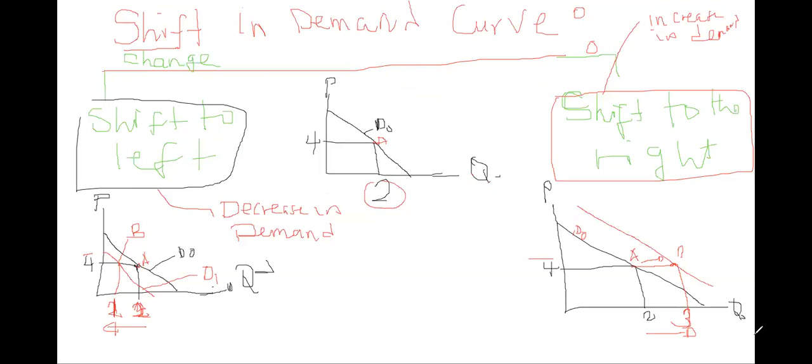So here we have these two things. This one is what? Shift to the left. This one is shift to the right. Shift to the right is what? Increasing demand. But these are not caused by price. So if they are not caused by price, then what are the causes of these shifts to the right and left? What could be the causes?